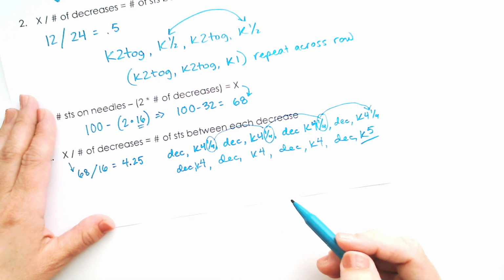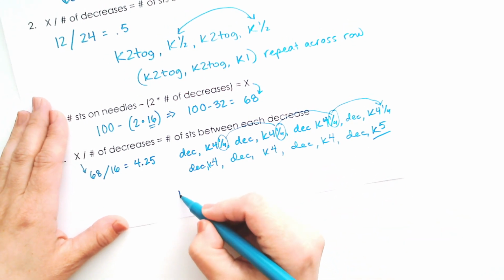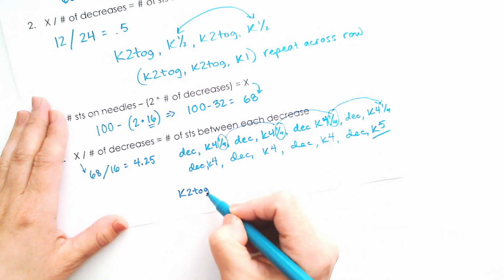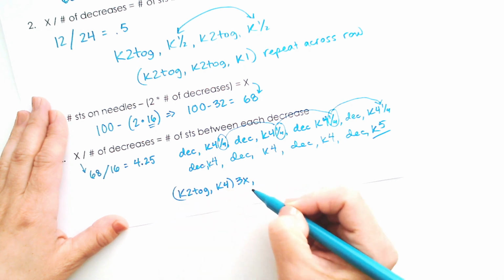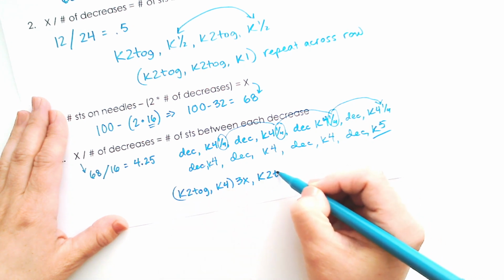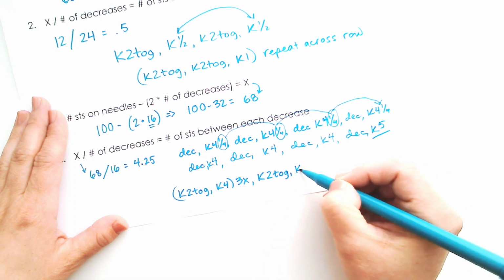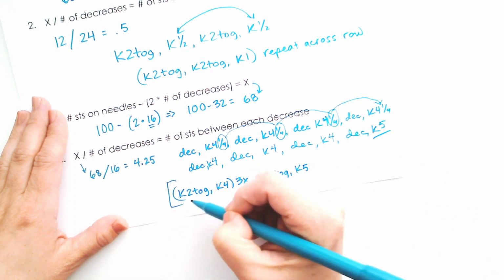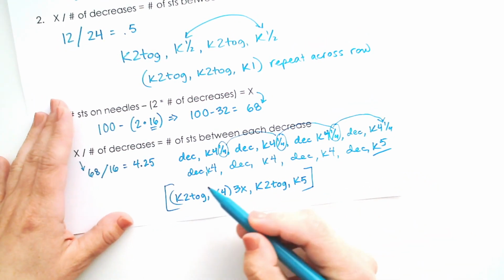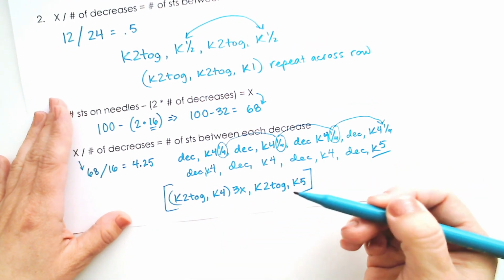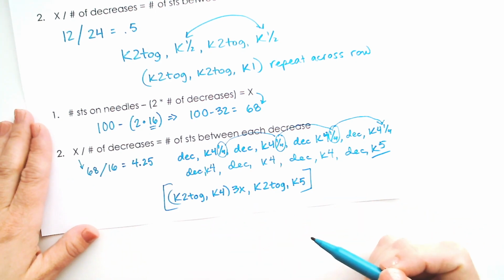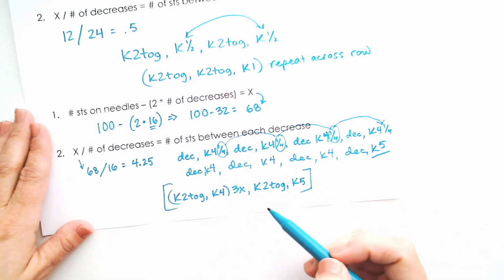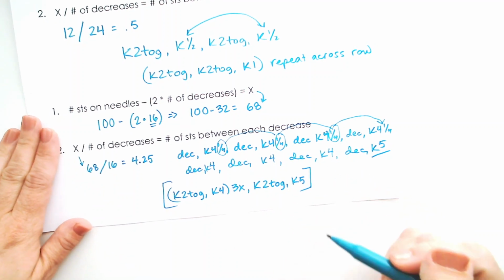So one way you could write this out in a pattern would be knit 2 together, knit 4 3 times, and then knit 2 together, knit 5. And then you would repeat this entire function over and over to get your 16 decreases done. Well, actually, you repeat it 4 times, right? Because we have 4 groups here. 16 divided by 4 equals 4.